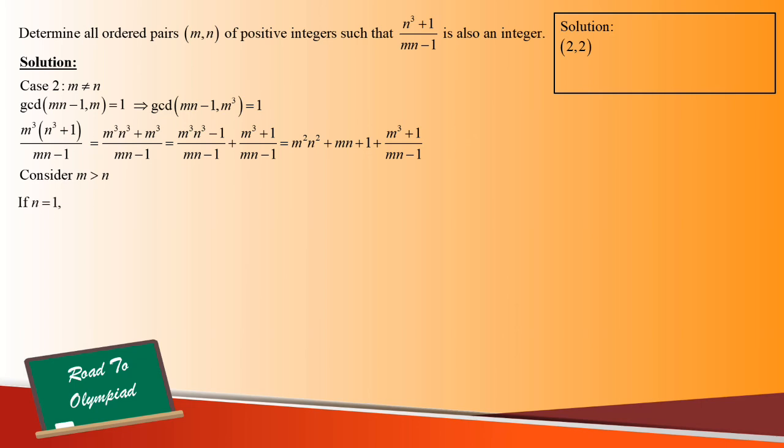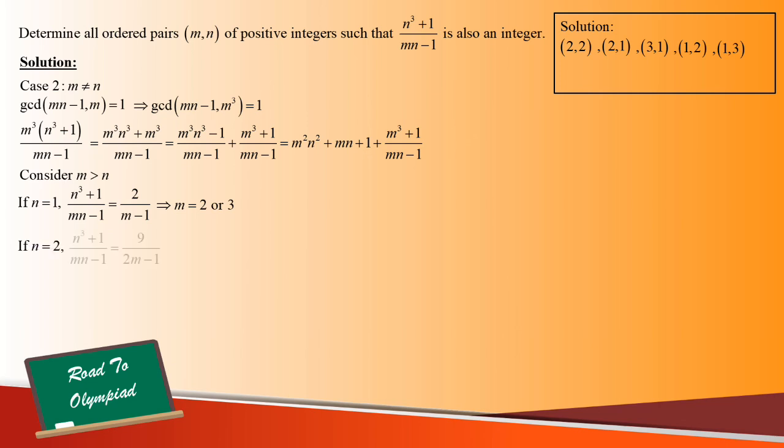Here, if n is equal to 1, we have 2 over m minus 1 is an integer. This happens when m minus 1 is equal to 1 or 2, which gives us m is equal to 2 or 3. So we have two more solutions, (2, 1) and (3, 1). And due to the symmetric property, (1, 2) and (1, 3) are solutions as well.